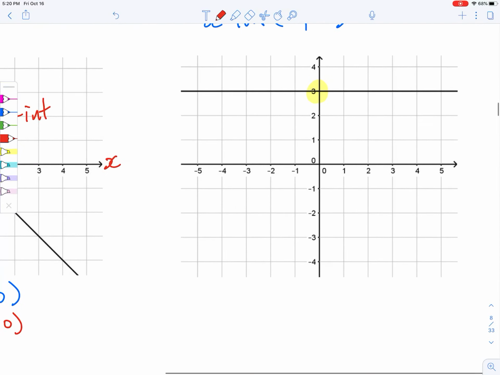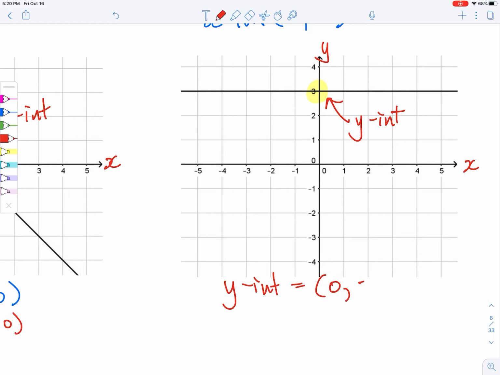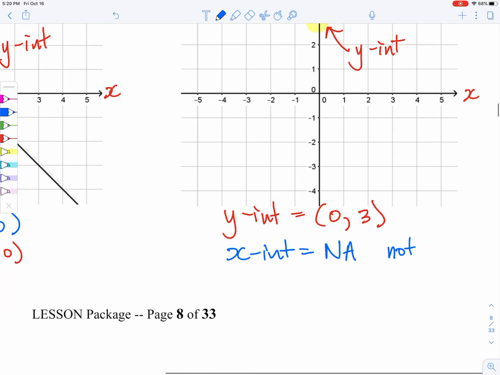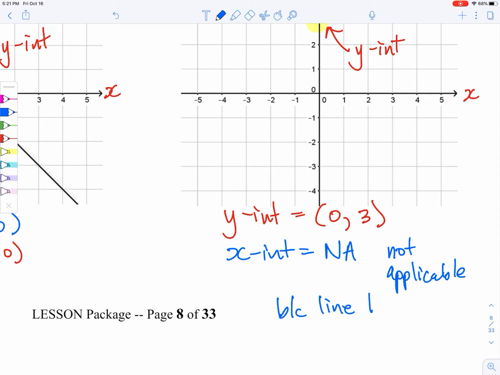And for this last question here, it looks like we only have a y-intercept. It doesn't cross the x-axis at all. So for this one, our y-intercept has an x-coordinate of 0, and then we go up to 3. And then for our x-intercept, I'm going to write NA, that stands for not applicable. And the reason for this is because the line doesn't cross the x-axis.